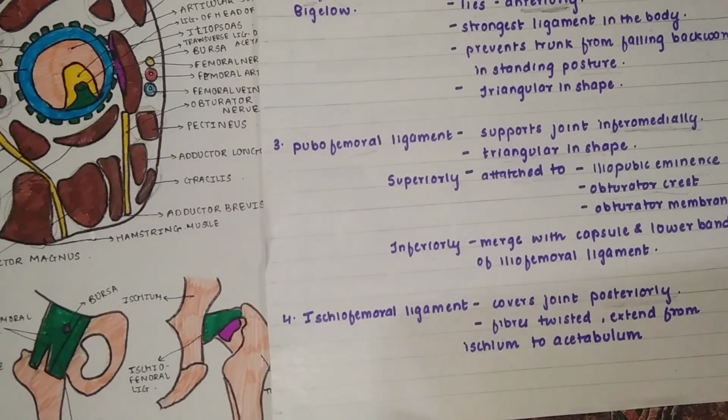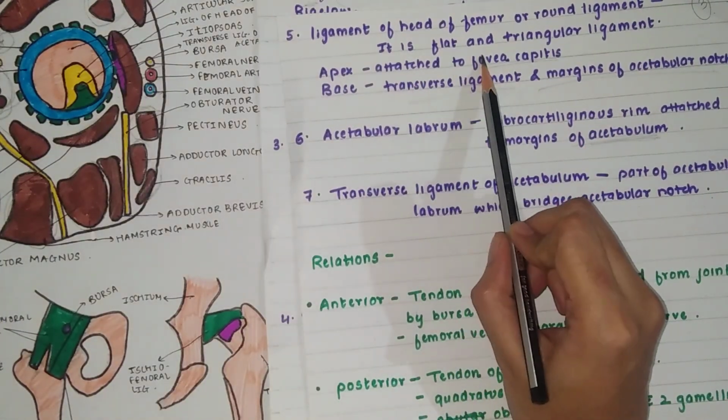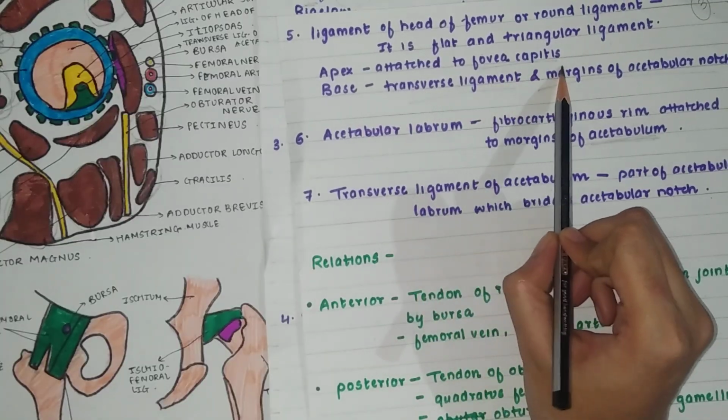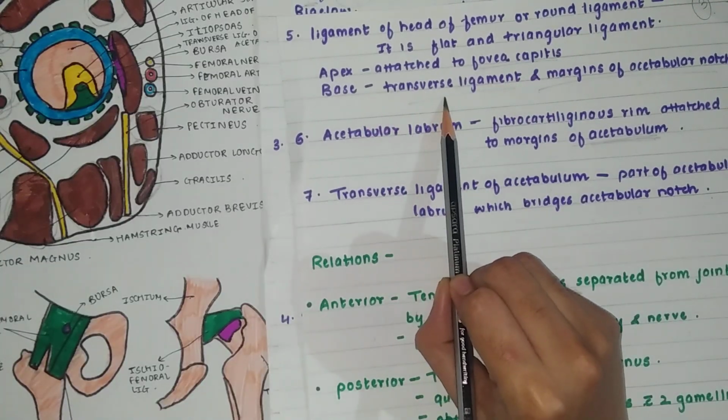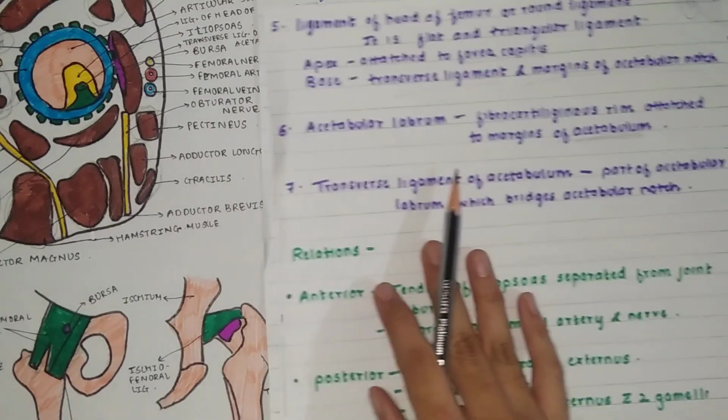Fifth ligament is ligament of head of femur or round ligament. It is a flat and triangular ligament. Apex is attached to the fovea capitis. Base is attached to the transverse ligament and margins of acetabular notch.